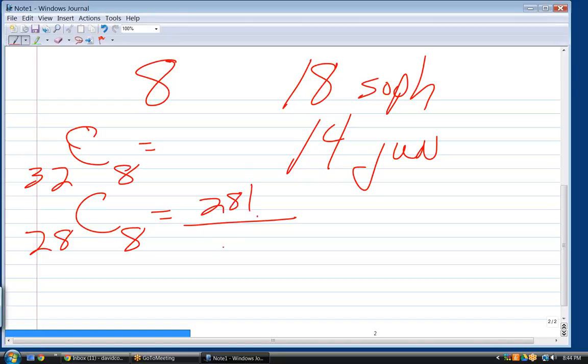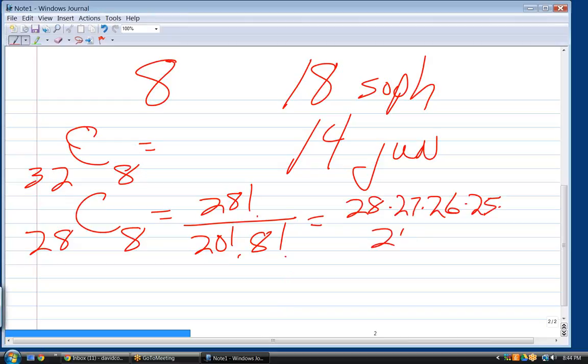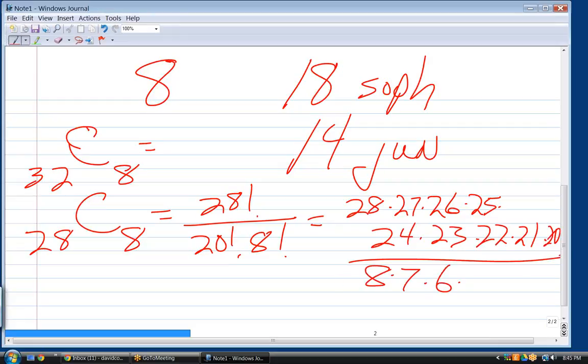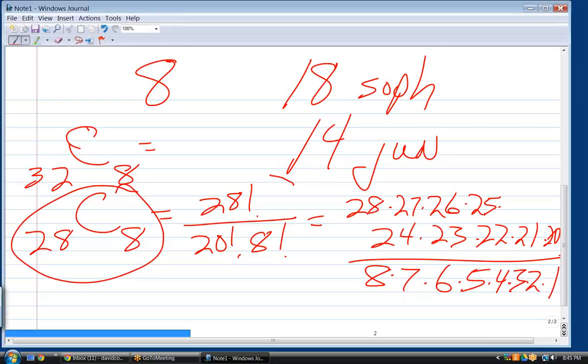That's 28 factorial over 20 factorial times 8 factorial, which is 28 times 27 down to 20, divided by 8 times 7 times 6 times 5 times 4 times 3 times 2 times 1. Why don't you stick this in your calculator? You know how to do that? In other words, I don't want to do all this arithmetic over here.